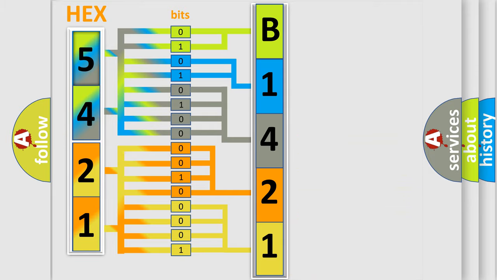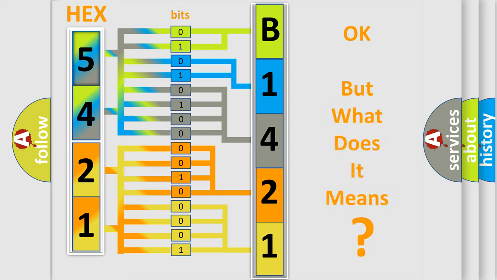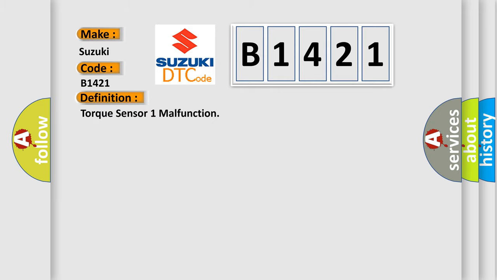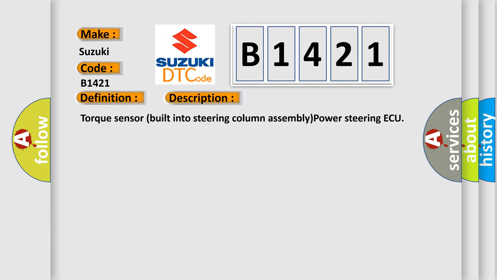We now know in what way the diagnostic tool translates the received information into a more comprehensible format. The number itself does not make sense to us if we cannot assign information to what it actually expresses. So, what does the diagnostic trouble code B1421 interpret specifically for Suzuki car manufacturers? The basic definition is torque sensor 1 malfunction. And now this is a short description of this DTC code: torque sensor built into steering column assembly, power steering.